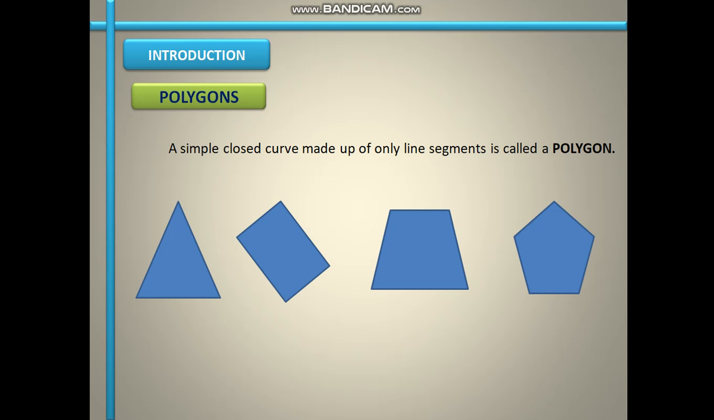Introduction. Polygon. What is a polygon? A simple closed curve made up of only line segments is called a polygon. It can be any curve, but it's not a polygon unless it has line segments. On your screen, you have four polygons: triangle, rectangle, pentagon. These are all examples of polygons.